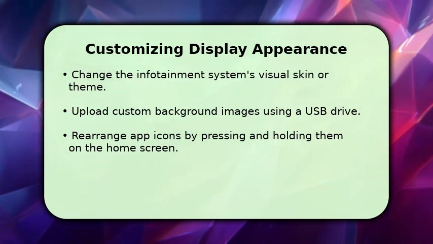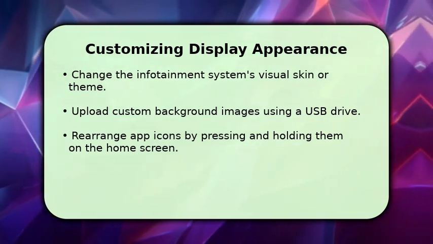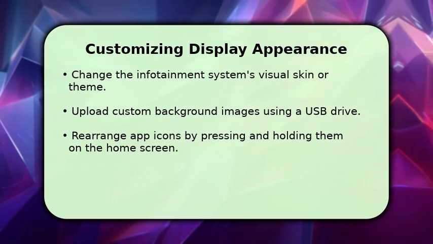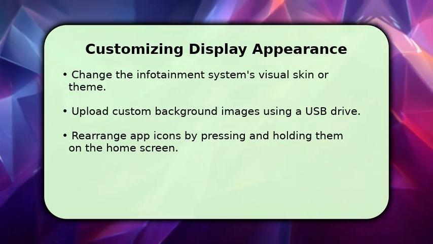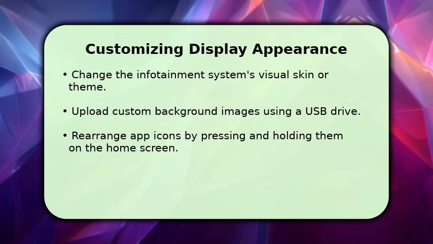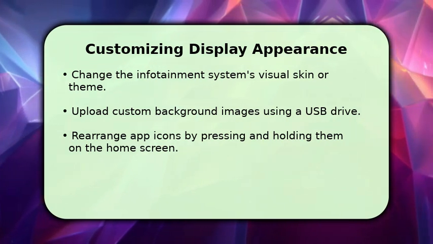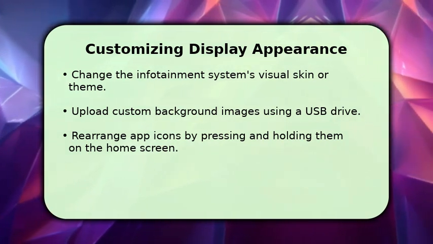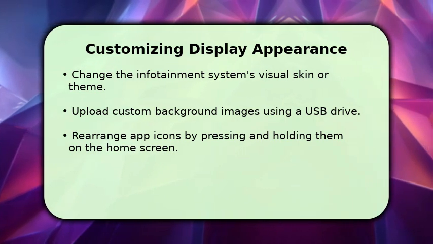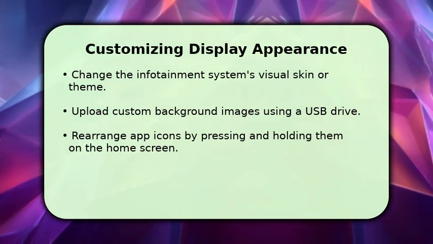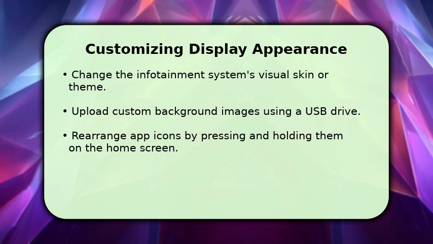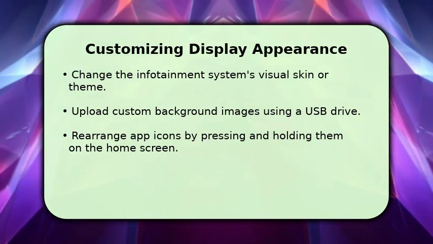Now, let's personalize the look of your display. You can change the entire visual skin or theme of your infotainment system through the settings. For a truly unique touch, upload custom background images using a USB drive. You can also easily rearrange your app icons on the home screen by pressing and holding them, just like on a smartphone, to create your ideal layout.